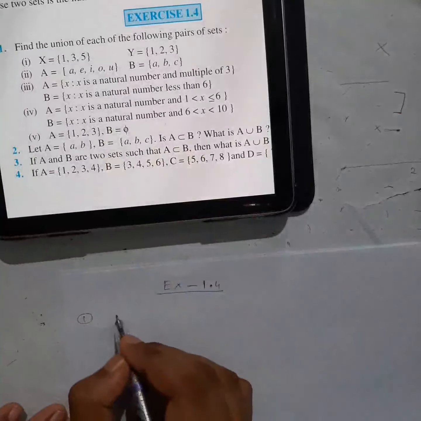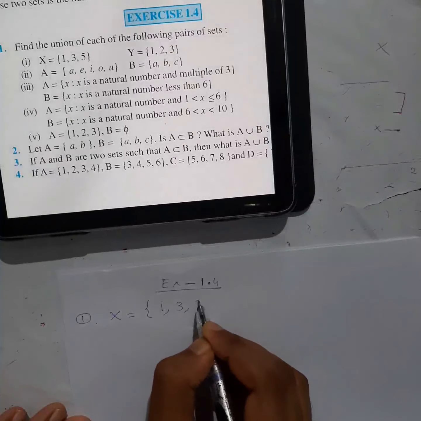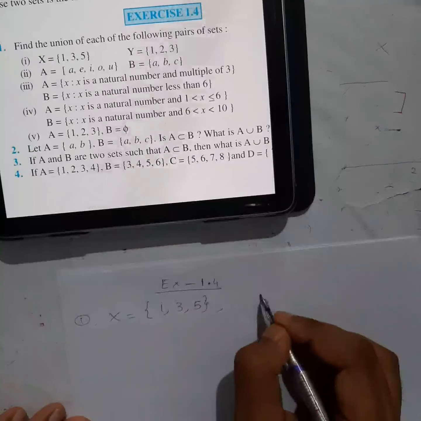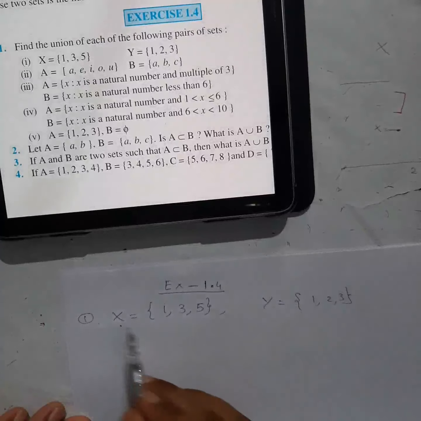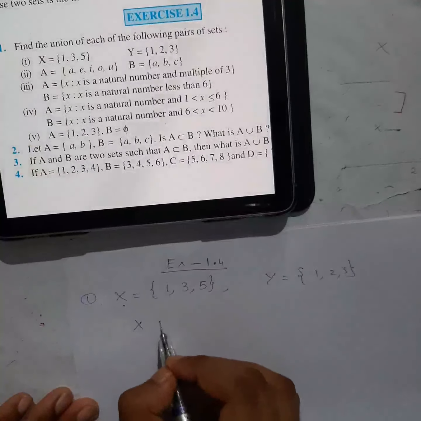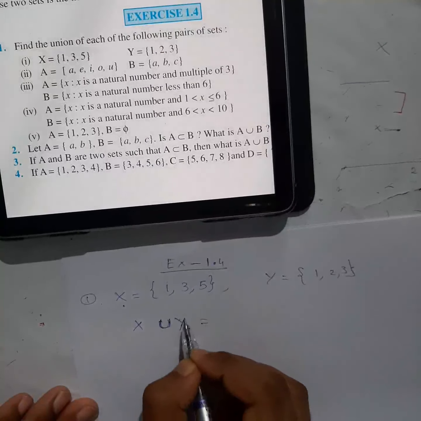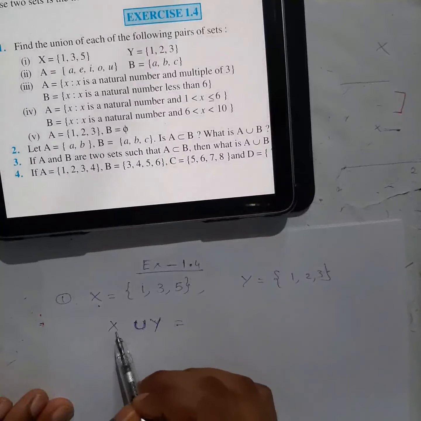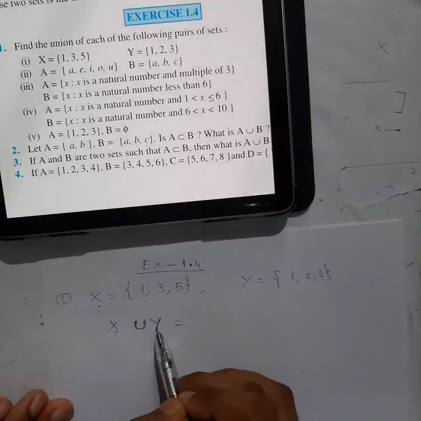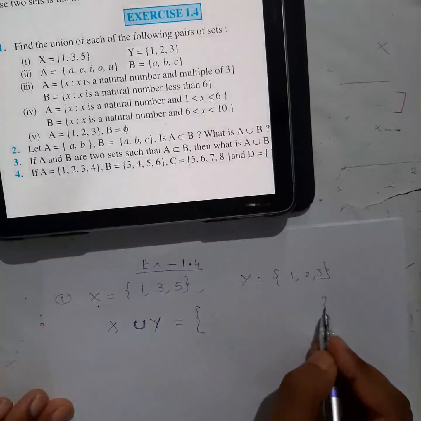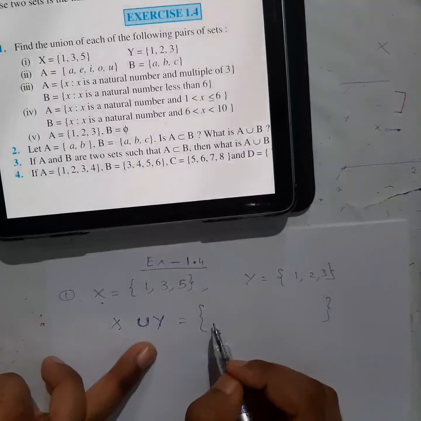In the first question, X is a set whose elements are 1, 3 and 5. The second set is given whose elements are 1, 2, 3. Now they have said write the union of these sets, meaning X union Y we have to find out. So X union Y will be what? It is a set in which the elements are all elements of X and Y. Okay, union is always a set whose elements will be all elements of X and Y.